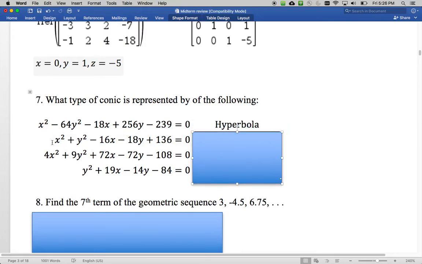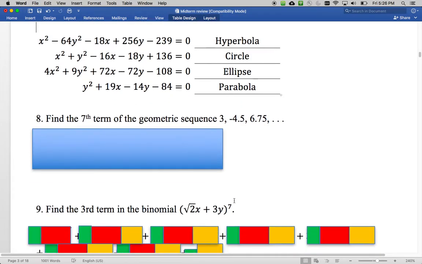Okay. Here, your A value and your C value are exactly the same, so you're going to have a circle there. With this one, you have the same sign on the A and the C value, but they are different numbers, so that means you have an ellipse. And then with this one, we only have a C value. Notice my x squared term is missing, so that is a parabola.